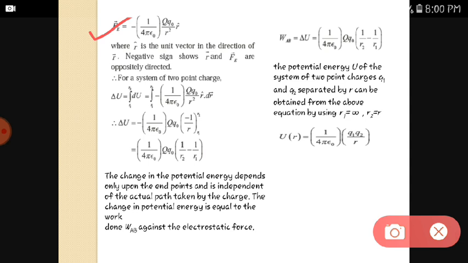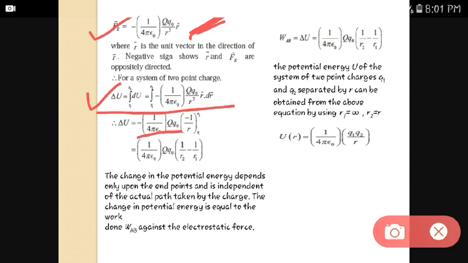Now for the system of two point charges, it will be in terms of integration. So delta U is equal to the integration from r1 to r2 of dU. But dU is nothing but F bar dot dr bar, and F bar is the value we just found, multiplied by dr. So we get the integration from r1 to r2 of minus 1 by 4 pi epsilon naught, q0 by r square, r cap into dr bar. As 1 by 4 pi epsilon 0, q and q0 are all constants, we can take them out of the integration.